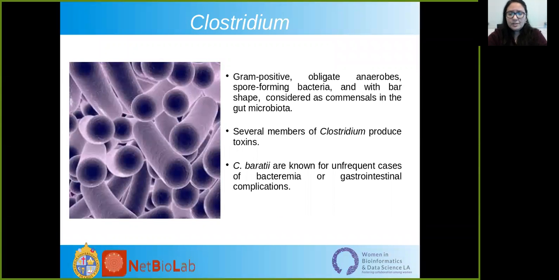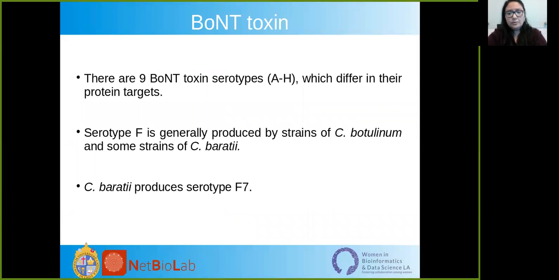Clostridium is a gram-positive, obligate anaerobe, sporiform bacteria with a rod shape, considered commensal in the gut microbiota. Several members of Clostridium produce toxins. Clostridium baratii is known for infrequent cases of bacteremia or gastrointestinal complications. One toxin produced by some Clostridium is BoNT toxin.